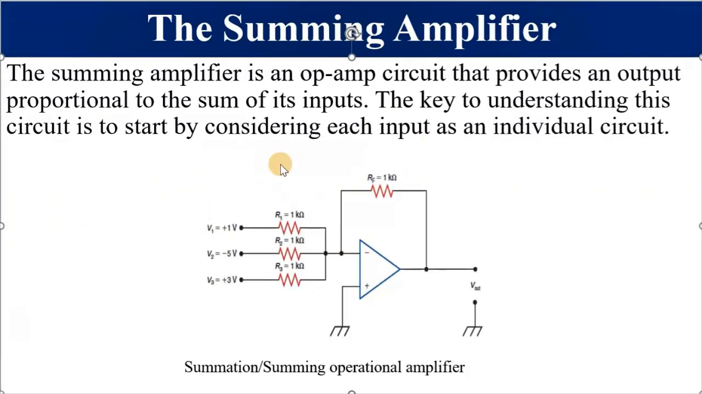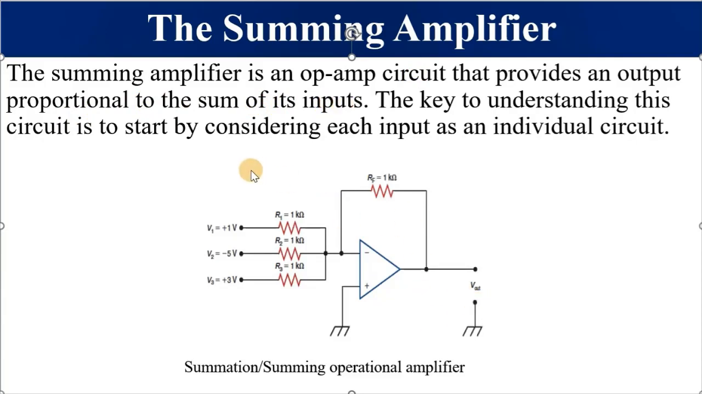This is the diagram of an operational amplifier connected as a summing amplifier or summation amplifier. It has three inputs, V1, V2, and V3, and three input resistors, R1, R2, and R3, which have the same values. It has a feedback resistor, Rf equal to 1 kilo ohm, and this is our output. All these are applied to the inverting input terminal, and the non-inverting terminal is grounded. This is the symbol for the ground or earth. The summing amplifier is an op-amp circuit that provides an output that is proportional to the sum of its inputs.